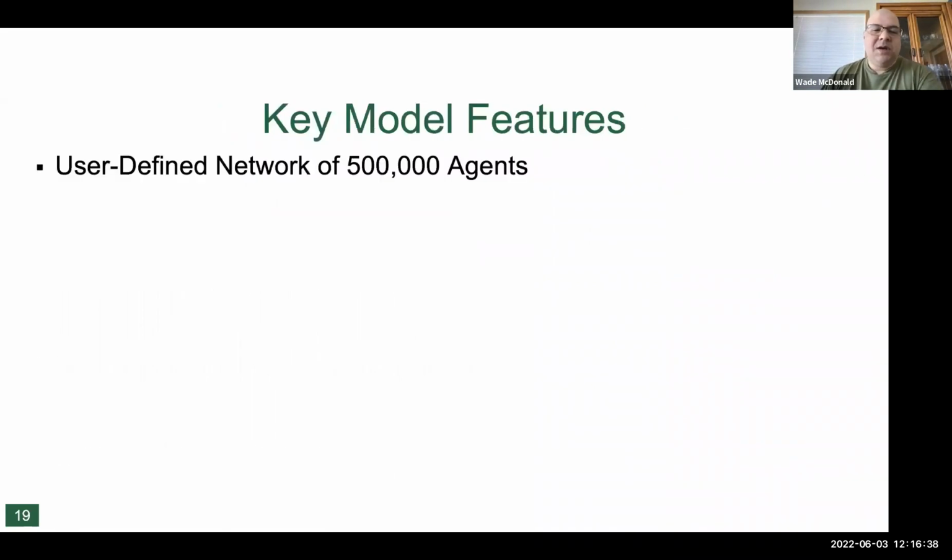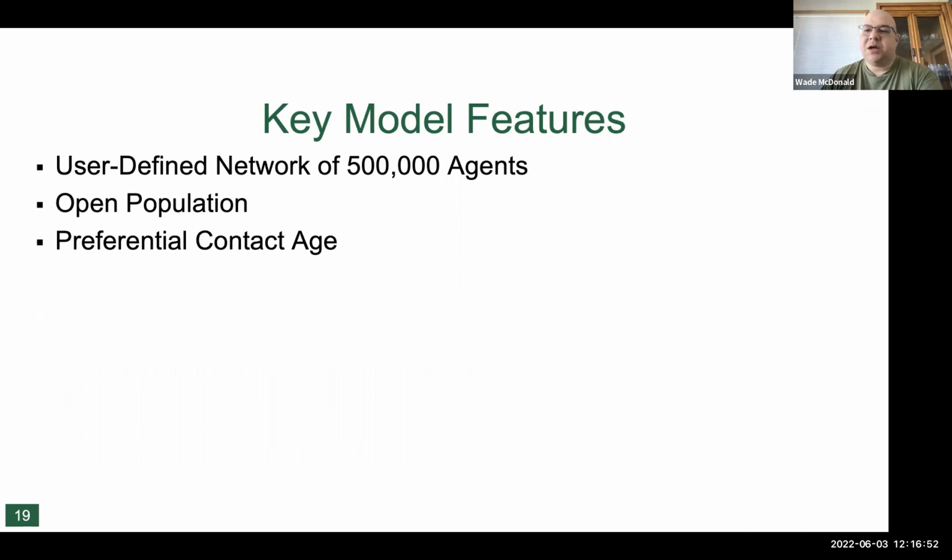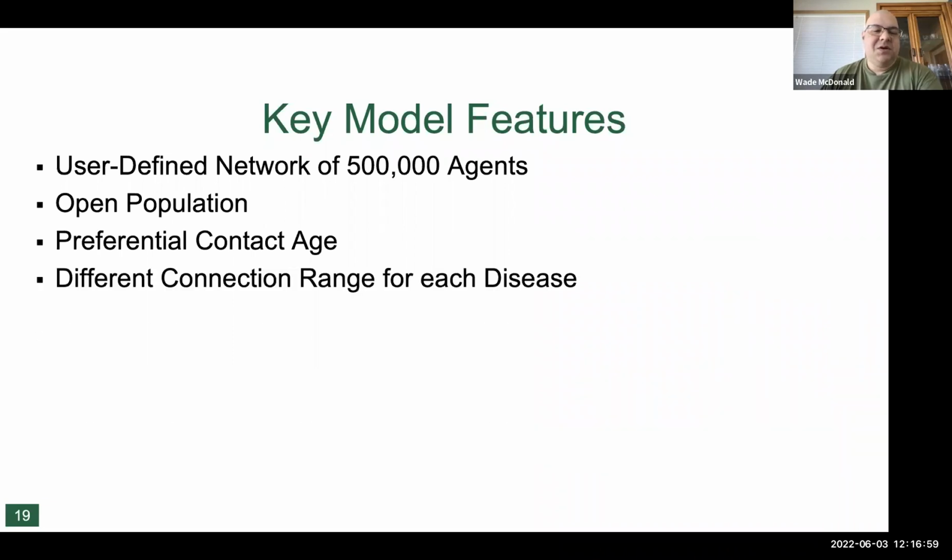Our model's key features included a user-defined network of 500,000 agents, an open population, meaning people are born, age, and die within the model, preferential contact age for children, as this is primarily a childhood disease, different connection ranges for each disease, and a bimodal population density that approximates an urban area surrounded by a rural space.